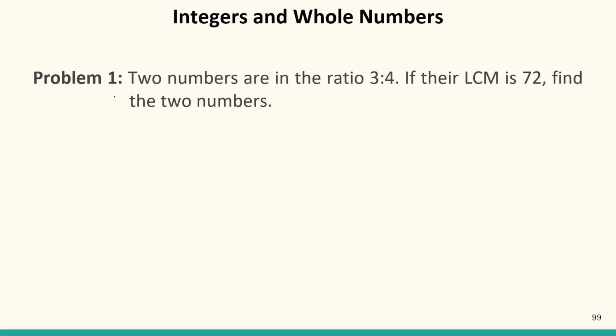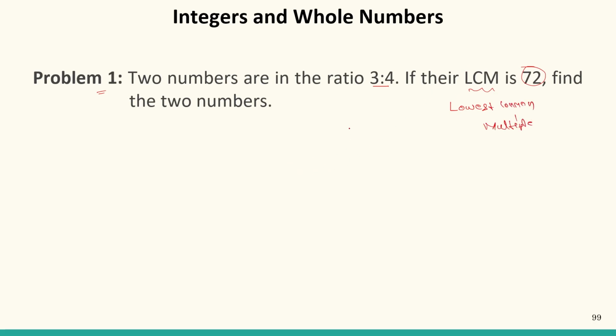Let's start from problem number 1. Two numbers are in the ratio 3:4. If their LCM is 72, then find the two numbers. It is given that their LCM is 72. What is LCM? LCM is the lowest common multiple.